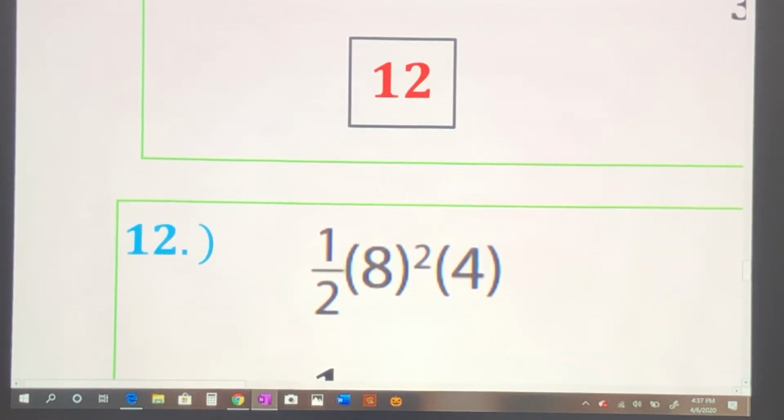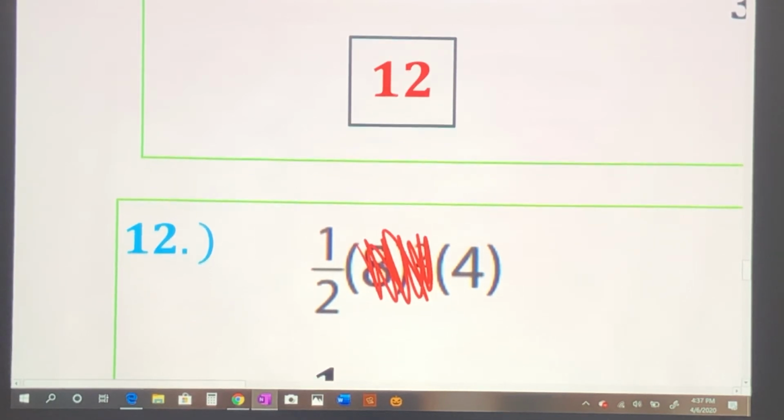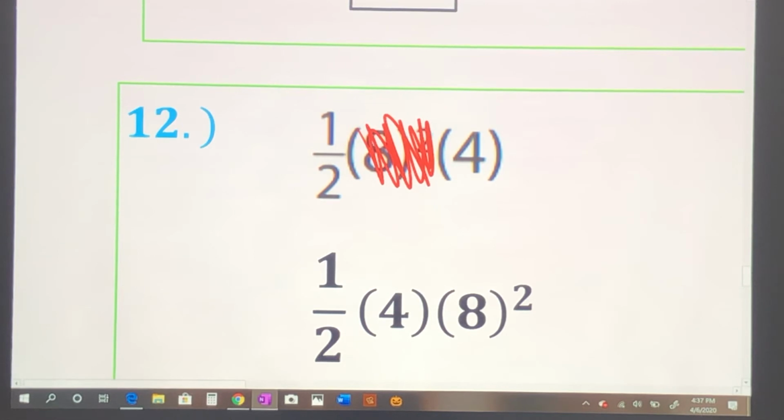Now you're going to do half of 8 squared, all this stuff. You can do it like that. Half of this would be 64, wouldn't it? 8 squared is 64. I forget how I wrote this up. I could do half of 4. I moved the 4 next to the 1/2, and I put the 8 squared over there. I just moved them. Commutative property of multiplication.